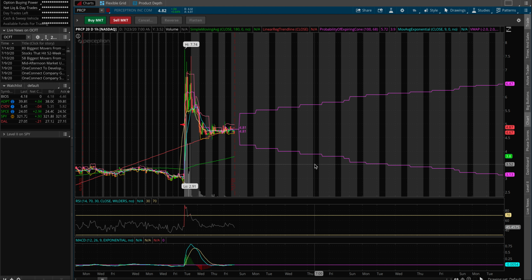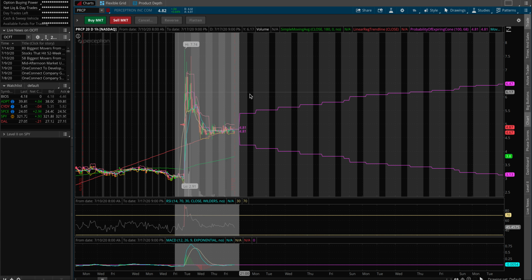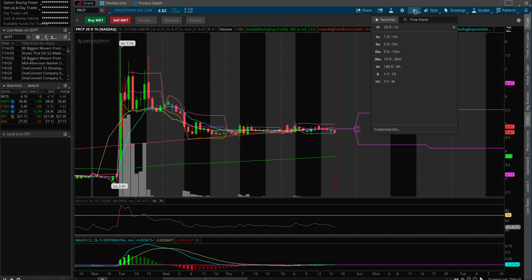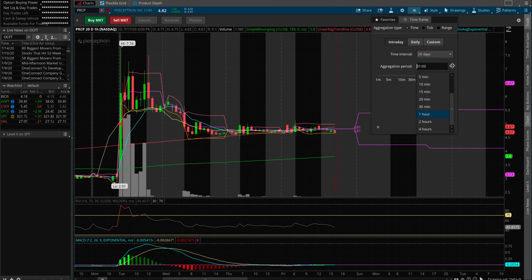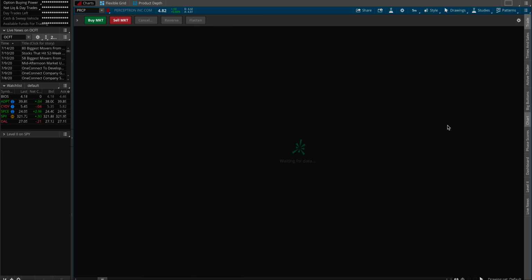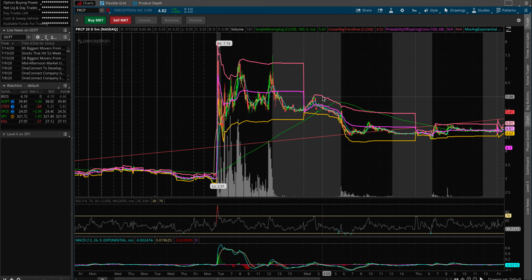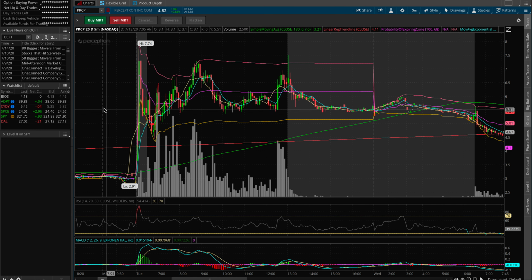So when I'm entering a day trade based on chart and not news, I'm going to use PRCP as an example just because this one was seriously a textbook chart setup. Actually, this needs to get switched. Let's do 5 minutes. So I actually have my entry marked here.